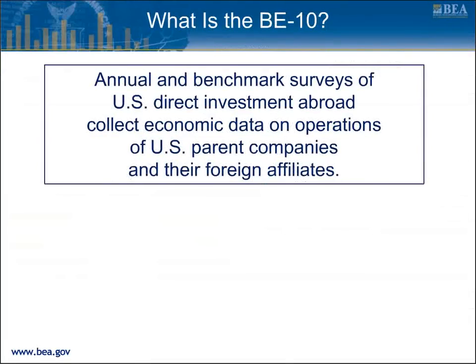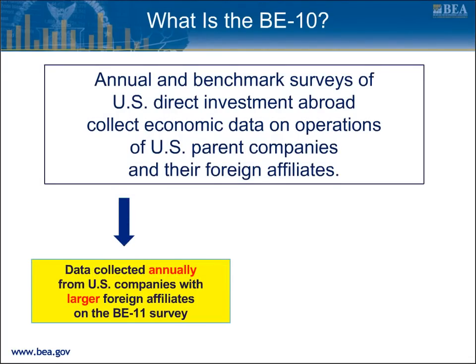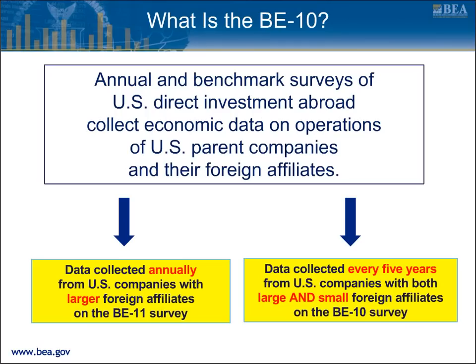The annual and benchmark surveys of U.S. direct investment abroad are conducted to collect current economic data on the operations of U.S. parent companies and their foreign affiliates. BEA collects this data annually from U.S. companies with larger foreign affiliates on the BE-11 survey. Every fifth year, BEA conducts a benchmark survey of U.S. direct investment abroad, known as the BE-10, to collect data from U.S. companies with foreign affiliates, both large and small.